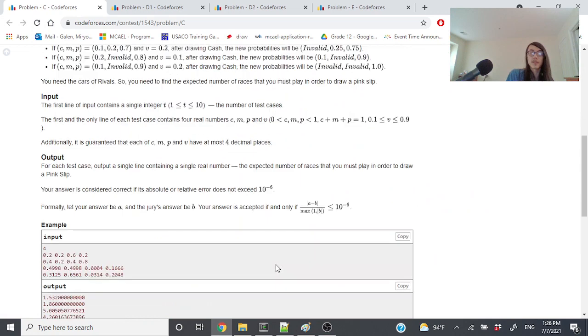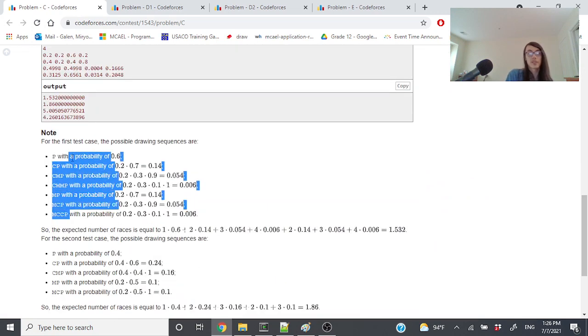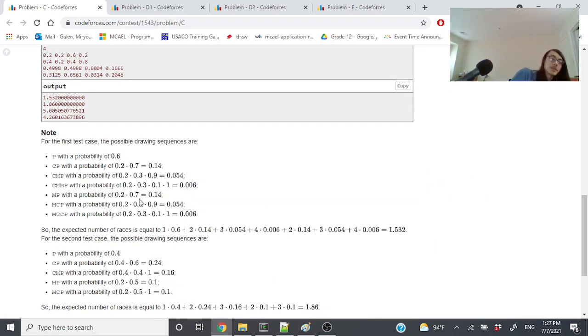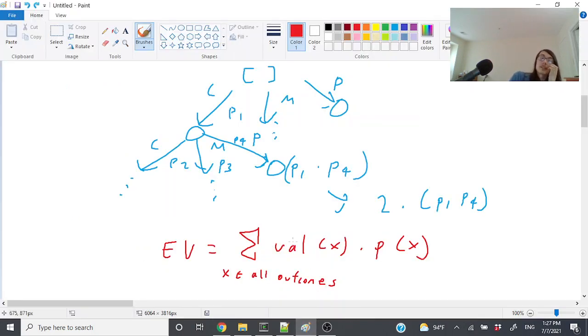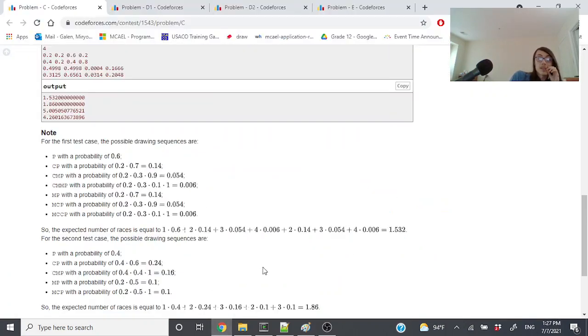If you wanted to verify that this works, the sample explanation is nice because it tells you the exact probabilities of everything. So you can verify that your DFS is correct by printing stuff and looking at that. So it's good for debugging. They were nice with the samples.